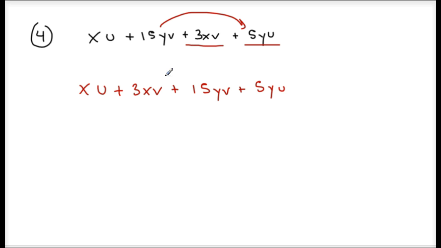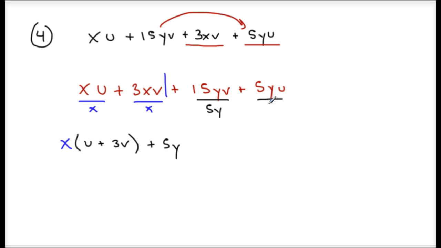Now in my first group, xu plus 3xv, what can I factor out of here? x. I can factor out x. So factoring out an x, what am I left with? After I factor out the x, I'm left with u plus 3v. Excellent, u plus 3v. My second group, positive 15yv plus 5yu. What can I factor out of here? Again, always leave with a sign. 5y. Positive 5y. Factoring out a positive 5y. What am I left with? Go ahead. 3v plus u.